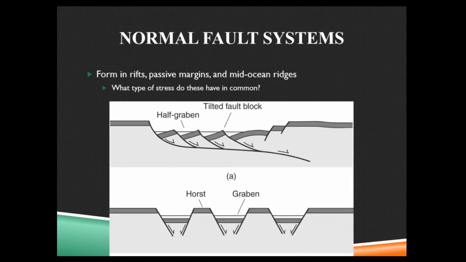And what do these have in common? They are both tensional areas. The normal listric faults and the basic normal faults are both tensional. So we have stretching, pulling to the sides. We see these in rifts, we see these in passive margins, and we see these in mid-ocean ridges.